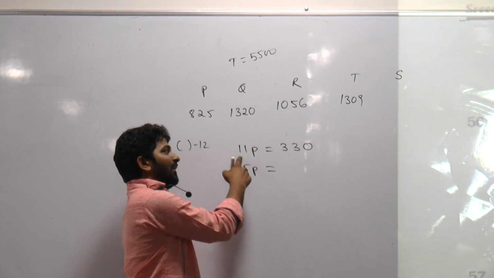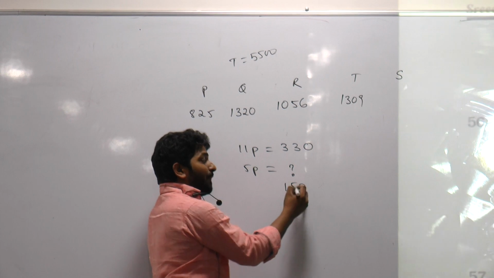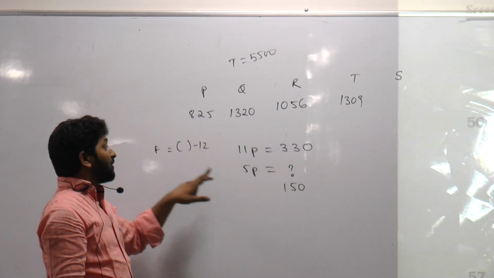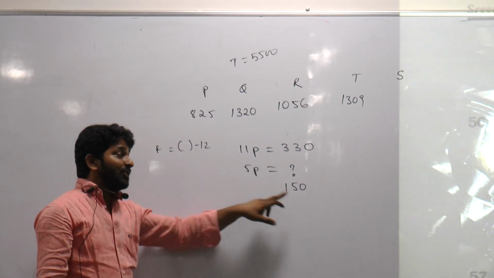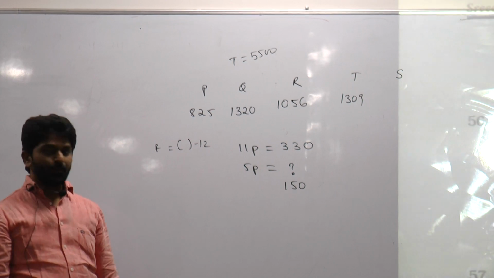Let me calculate that. 330 divided by 11 is 30, 30 times 5 is 150. These are female candidates from college Q. But you're asked about college P. That will be 12 less than 150. In the sense 138. 138.